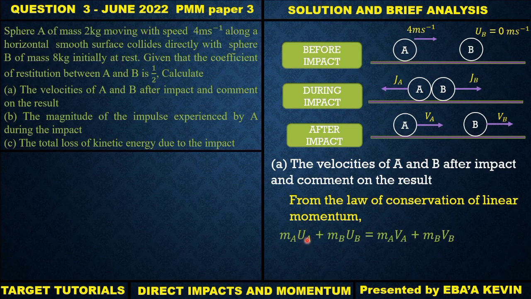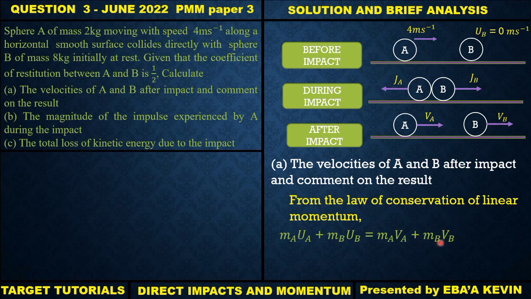The momentum before impact equals the mass of A times the speed of A before impact, plus the mass of B times the speed of B before impact. This is the momentum before collision. And after collision, we have the momentum after collision, which equals the mass of A times the velocity of A after impact, plus the mass of B times the velocity of B after impact.